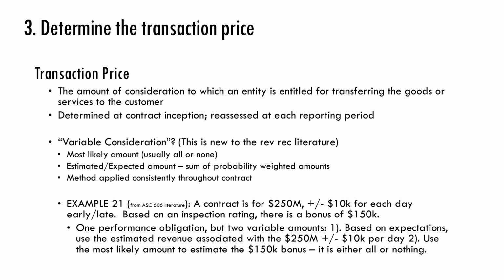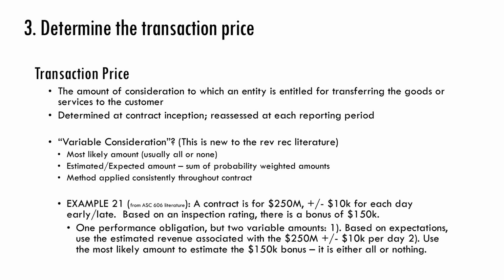If you look in the ASC 606 literature from the IASB, there's actually several examples. There's an appendix in the back that has, I think it's 65 different examples of how different industries and different circumstances with different wrinkles in their contracts would recognize the revenue. Example 21 touches on variable consideration. It gives an example. It says you have a contract for $250 million plus or minus 10K for each day early or late. Based on an inspection rating at the end of the contract, there is also a bonus of $150,000.